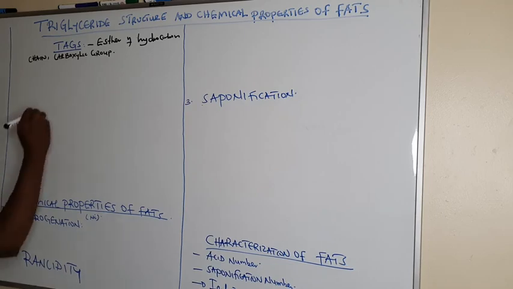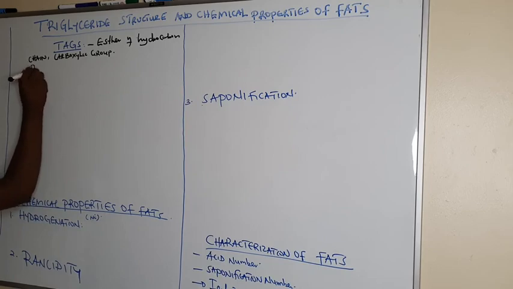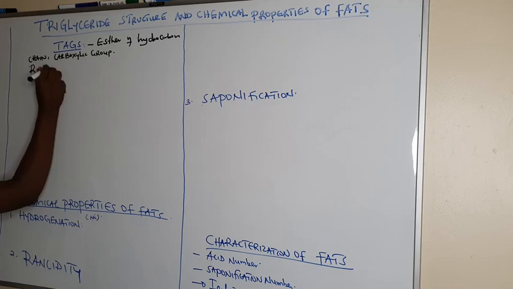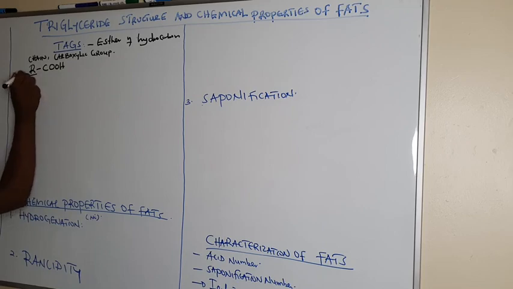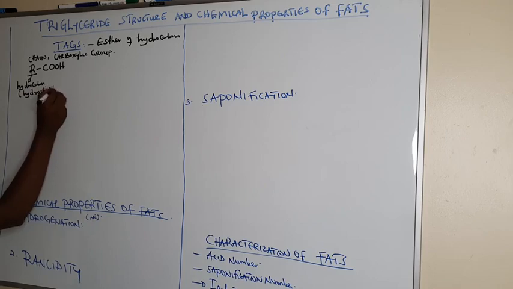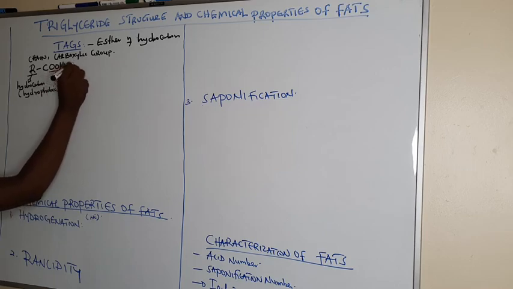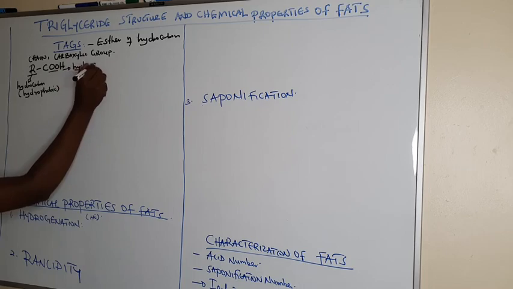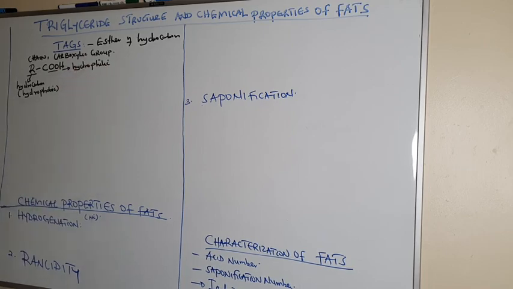So meaning triacylglycerols are made up of, the brief summary of it is RCOOH, whereby R is indicating the hydrocarbon chain, and this R group is hydrophobic. This is the hydrophobic chain, whereas the carboxyl group is hydrophilic. The carboxyl group is hydrophilic.